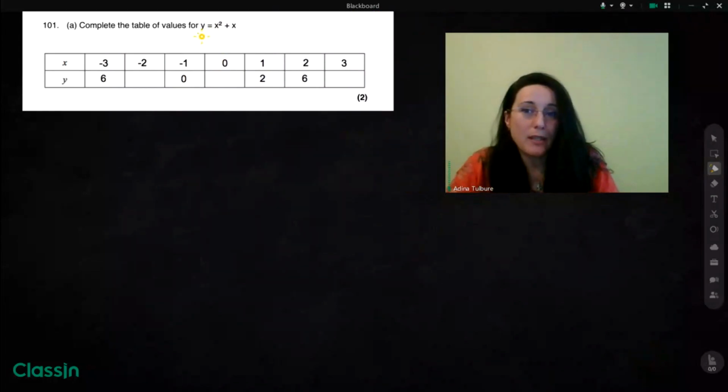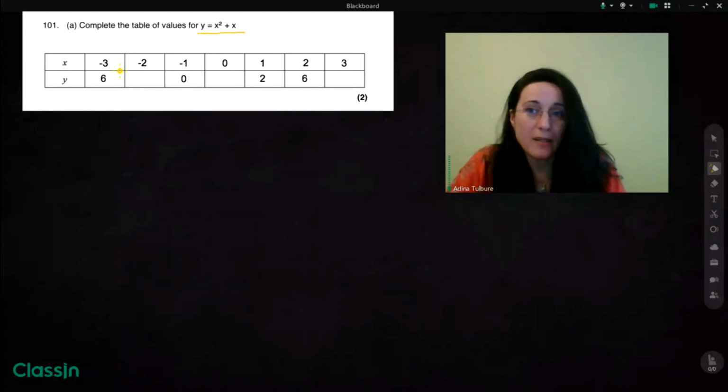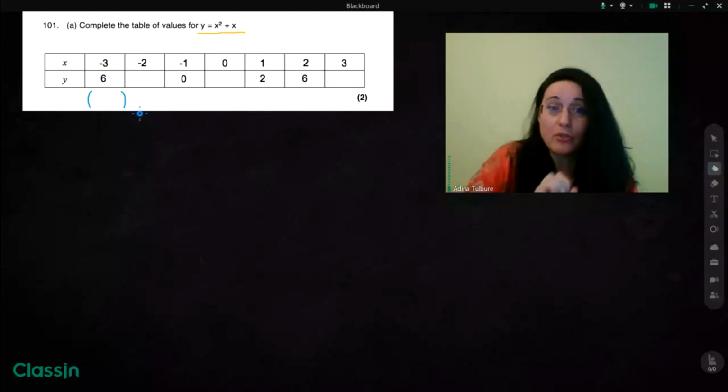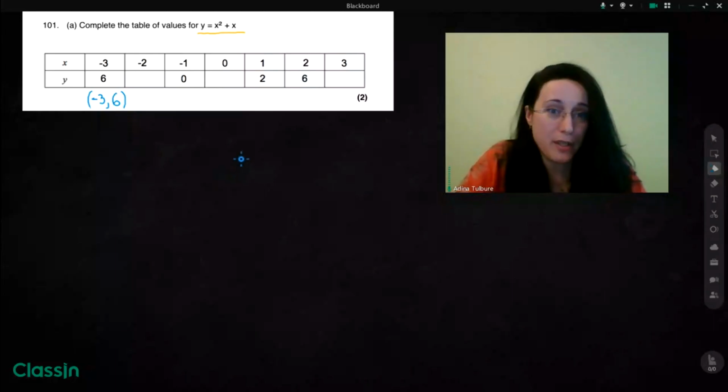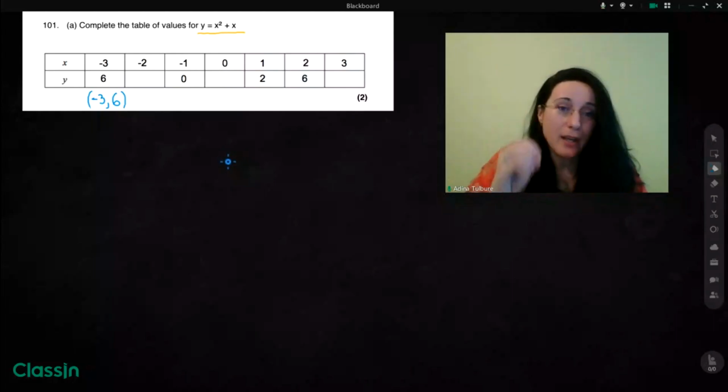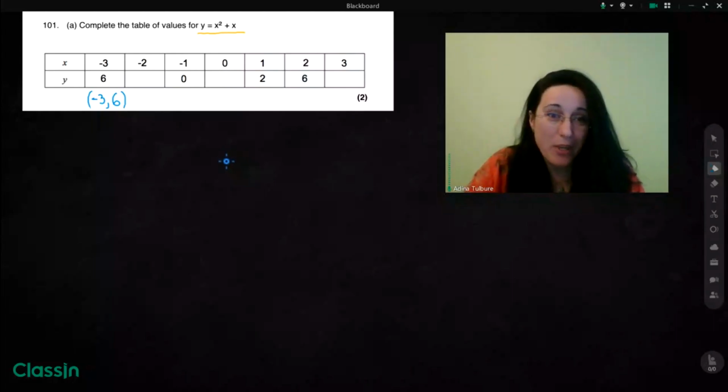The quadratic is here, y equals x squared plus x. So when x is minus 3, y is 6. Why is this important? These 2 values are in fact the coordinates of one point on your parabola. So minus 3 would be the x coordinate, and the 6 would be the y coordinate. So that pair of values is exactly that, a point on a graph. So those are the coordinates of that point.